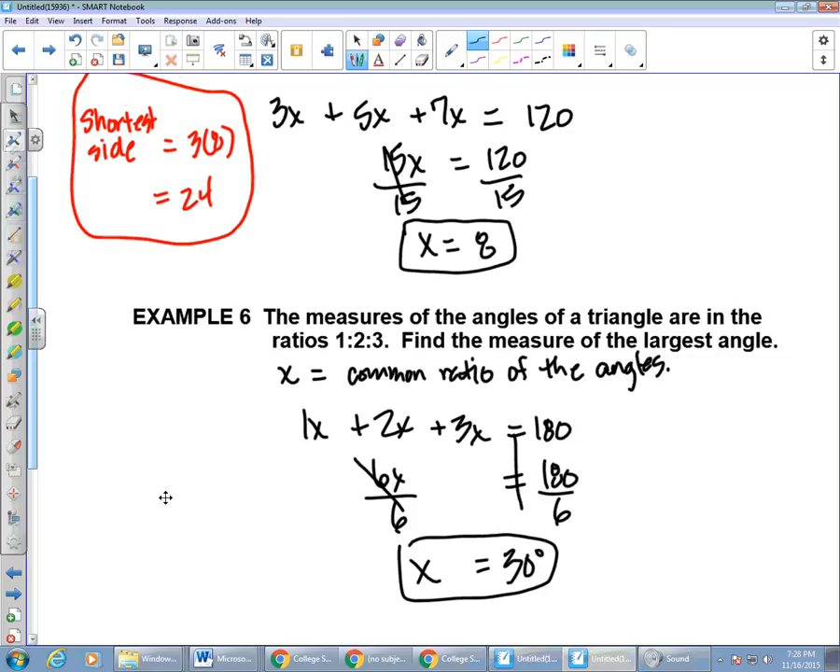Just like the previous problem, if we want to find the measure of the largest angle, this has to be my largest angle. So we're going to do 3 times the common ratio, 30 degrees, and we're going to get 90 degrees. And so the largest angle is 90 degrees.